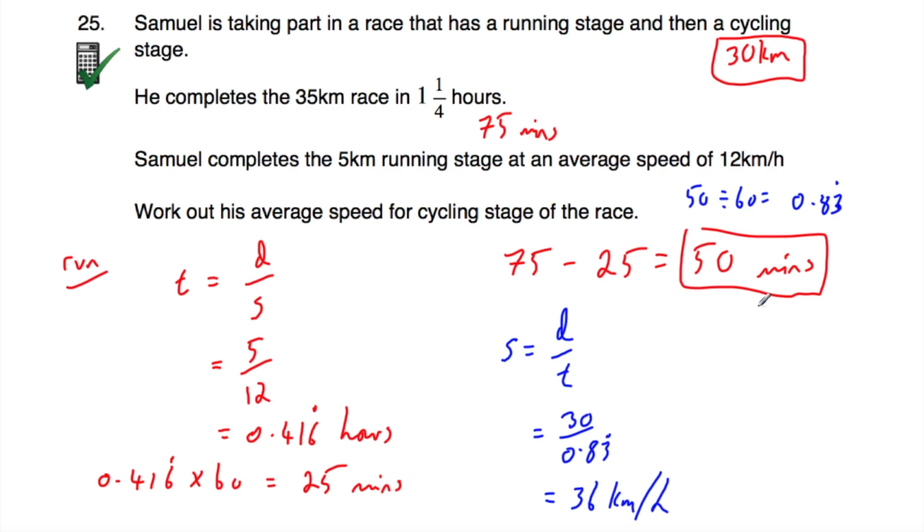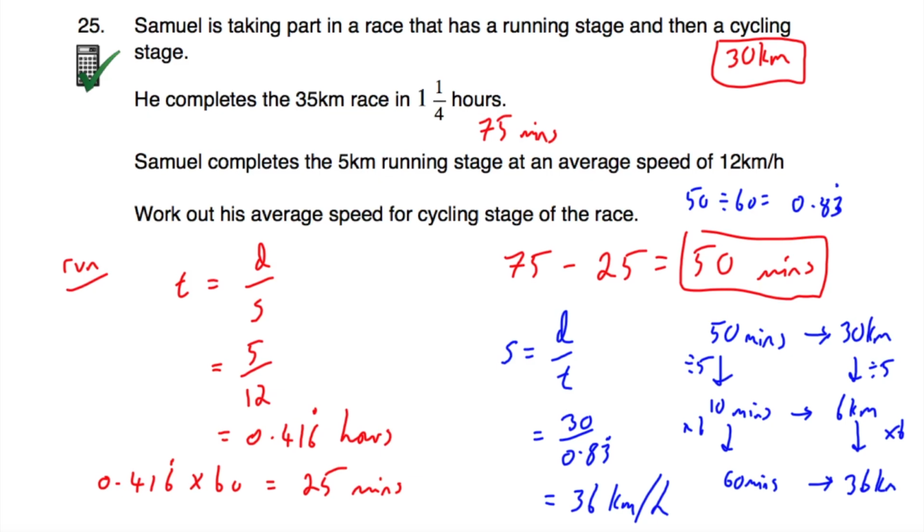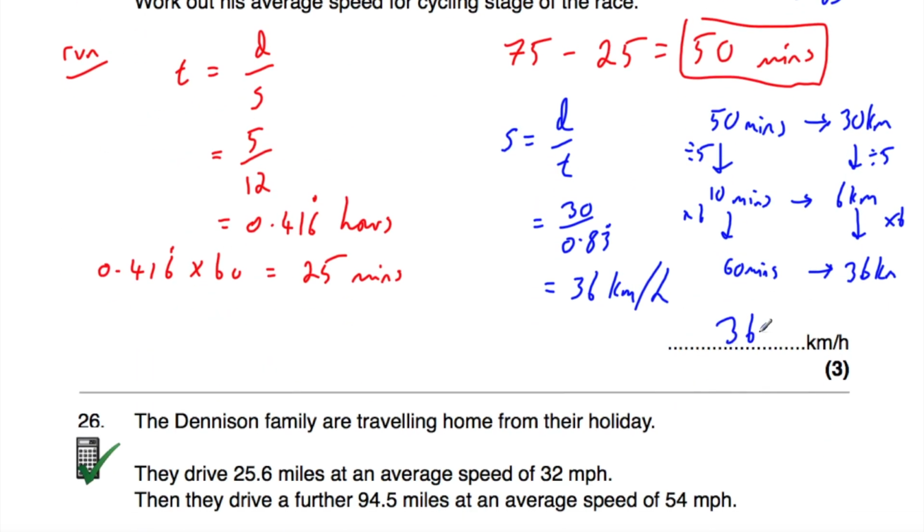There was another way to do that, and that was the fact that we know that it took him 50 minutes to do 30 kilometers. So we could work out how far he would go in an hour. So I would divide both of these by 5. So we divide by 5 and divide by 5. And that'll tell us in 10 minutes he would cycle 6 kilometers. And then we could times both of them by 6. So times by 6 and times by 6. And that means that in 60 minutes, or 1 hour, he would cycle 36 kilometers. So his speed is 36 kilometers per hour. So that's his speed, 36 kilometers per hour in the cycling stage of the race.